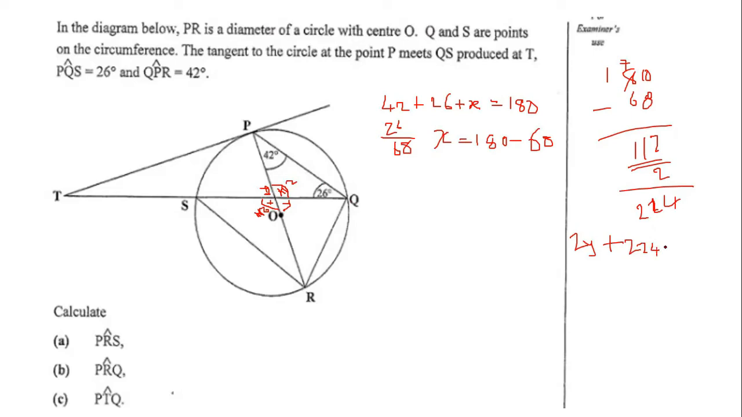224. This one should be equal to 360. Now, why 360? Because this one has become a complete revolution, a full circle. And a full circle is up to 360. So this becomes 2y is equal to 360 minus 224. So minus 224 here, we have minus 224.